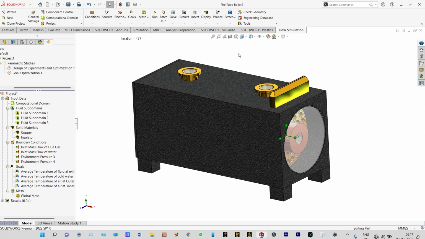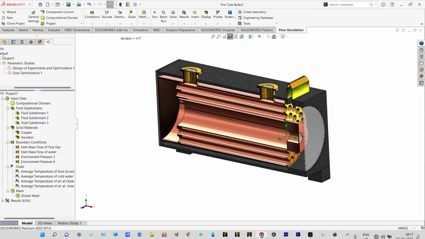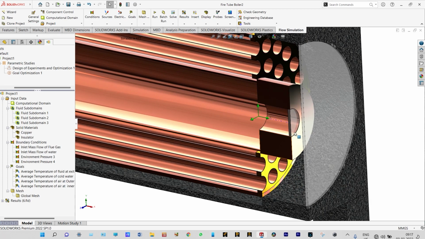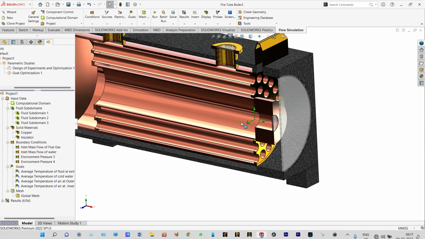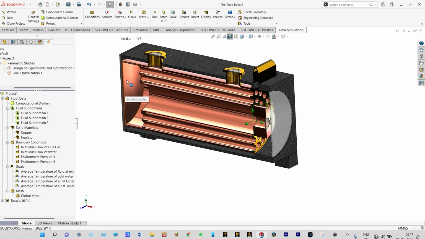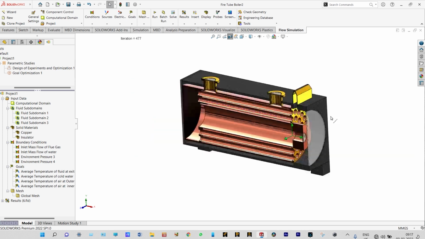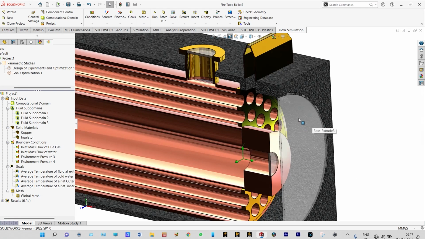We can cut it from different planes. Let us cut it from the front plane and see the geometry. You can see here, this is the inlet of hot flue gases. It will be passing through this inside tube, and finally it will be obstructed at this location, and after being obstructed, it will come out from these different pipes. All these pipes or tubes are made of copper, and at this opening it will be obstructed again by this front plate, and it will go out this way.